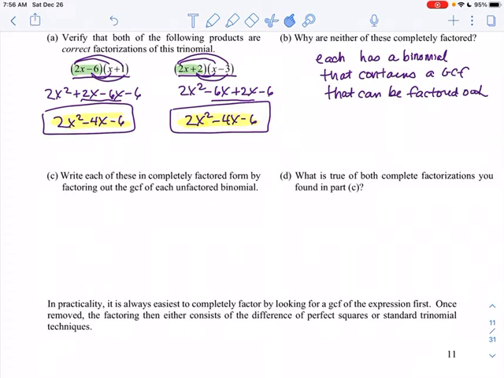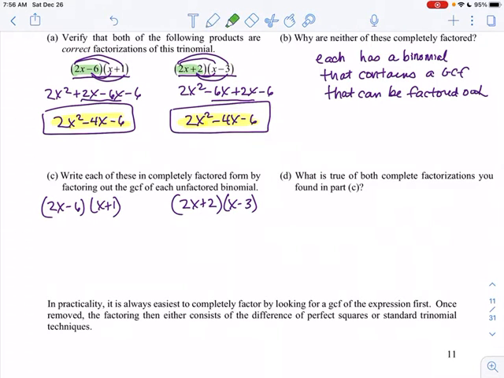D, write each of these in completely factored form by factoring out the GCF. All right, so I'm just copying down the 2x minus 6 times x plus 1. That was one of my factors that I had in my binomials, and the other one, 2x plus 2 times x minus 3. So that's what I started with.